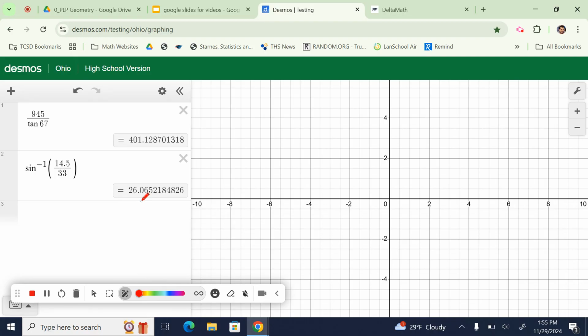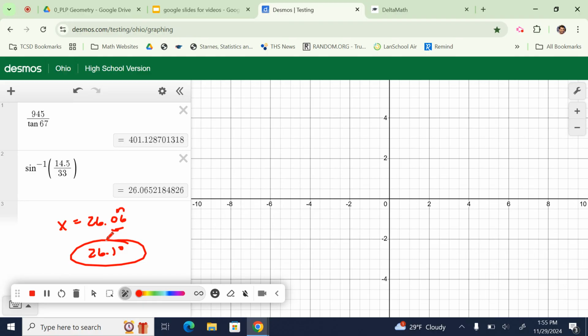26.06. So my angle measure is 26.06. The 0 is in the 10th spot. That 6 will round the 0 up to a 1. So my angle measure is 26.1 degrees, and that should be the angle of elevation with my ramp.